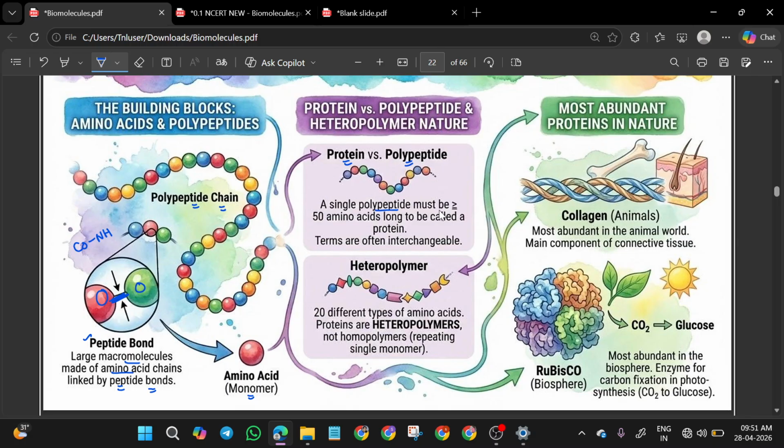A single polypeptide must be greater than 50 amino acids. 50 amino acid க்கு மேல இருந்துச்சுன்னா that is called as protein. 50 amino acid மேல இருந்தாலே that could be called as protein. மாத்தி யூஸ் பண்ணுவாங்க, peptide ன்னு சொல்லுவாங்க, polypeptide ன்னு சொல்லுவாங்க, protein சொல்லுவாங்க, and different names will be there, that we can see. And all are 20 different type of amino acids எல்லாமே சேர்ந்து தான் வந்து ஃபார்ம் ஆகும்.